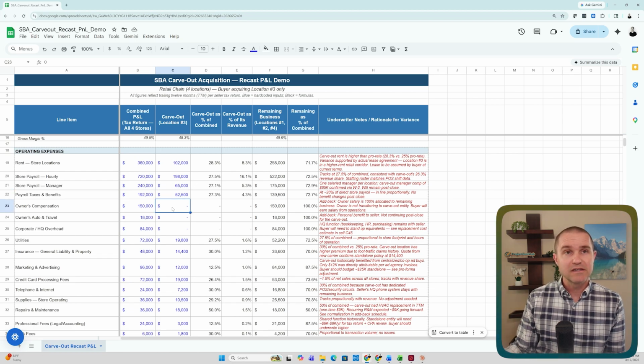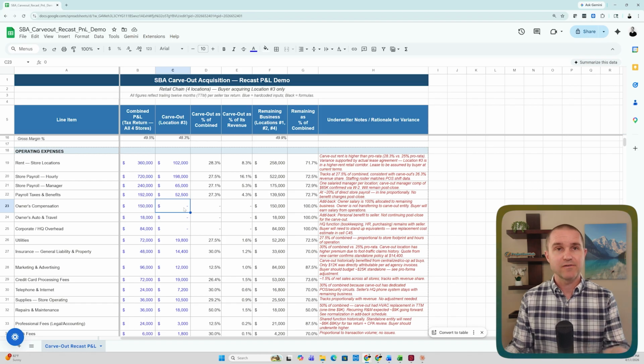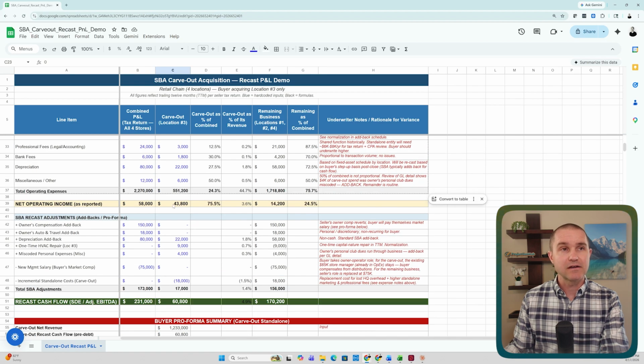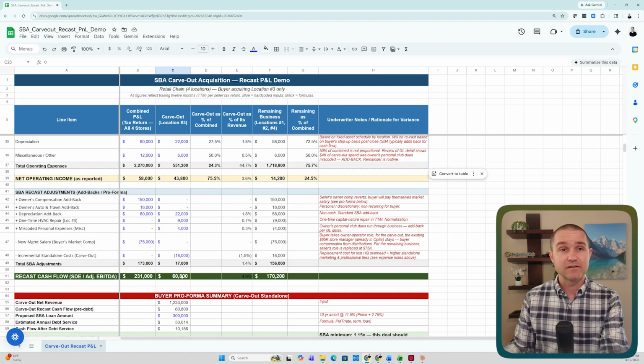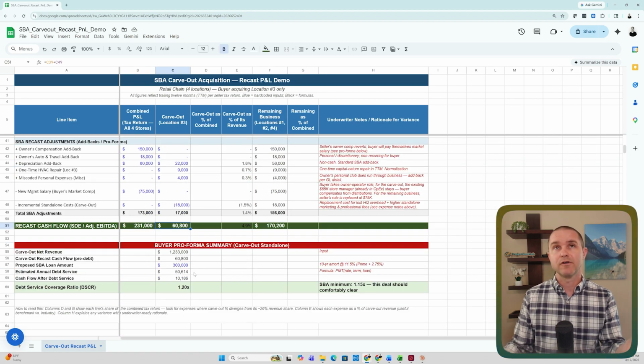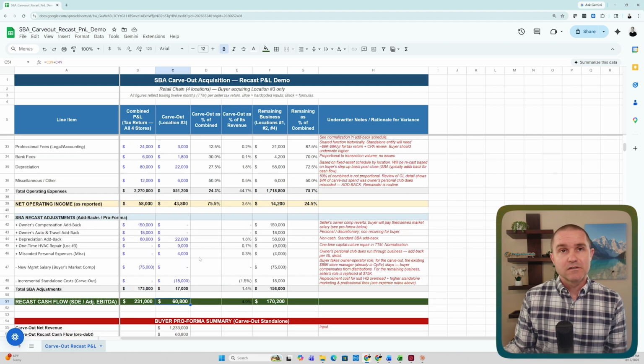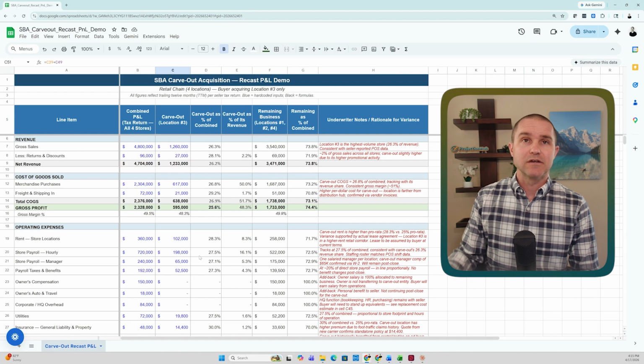Now if you're the buyer and you needed to pay yourself $65,000, let's say, and you needed to keep this manager, well, that's going to eat up a lot or all of your cash flow effectively, right? So then you'd have no cash flow available for debt service and you wouldn't be able to make this work. So this is the kind of process you need to go through.